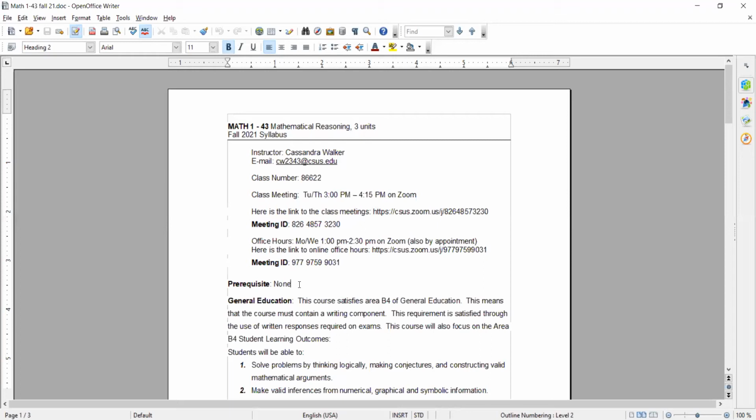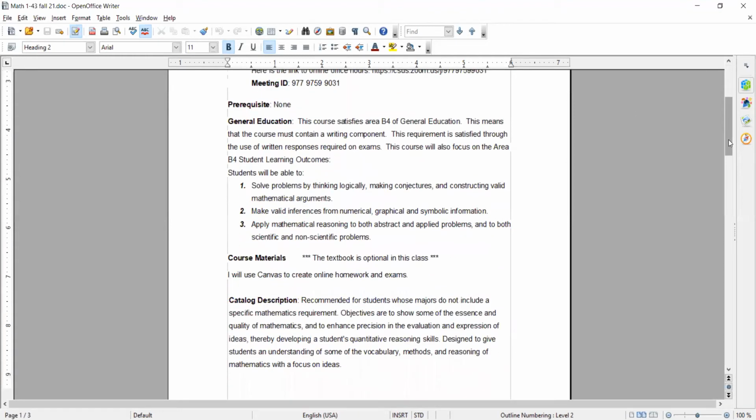There is no prerequisite for the class. For Math 1, no prereq. It satisfies area B4 of general education, and it will contain a writing component. So for exams, which will be on Canvas, you will type a response in an essay box. If your response is a sentence, please write a full sentence. You don't have to do a whole paragraph, just complete sentences.